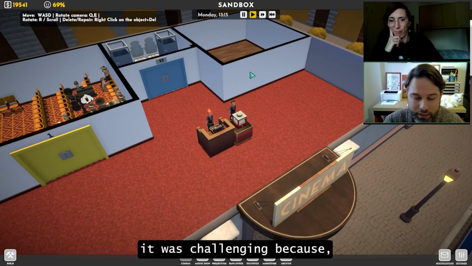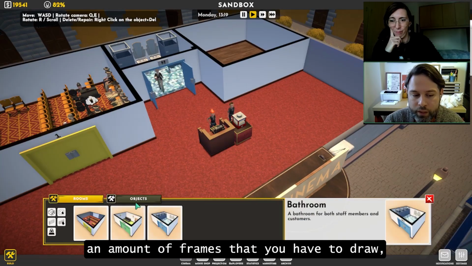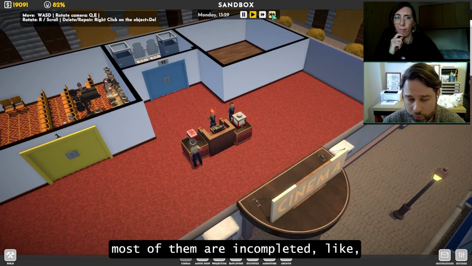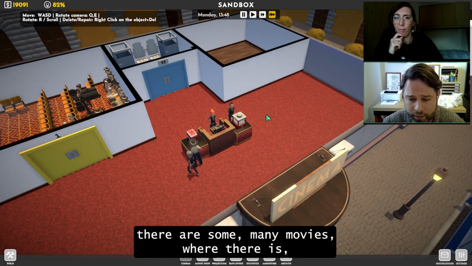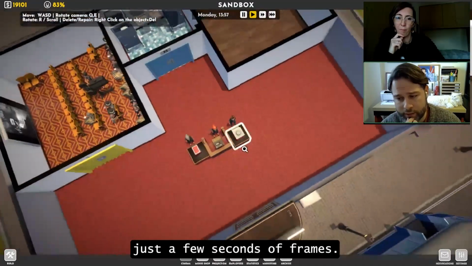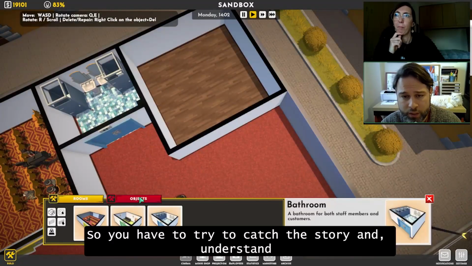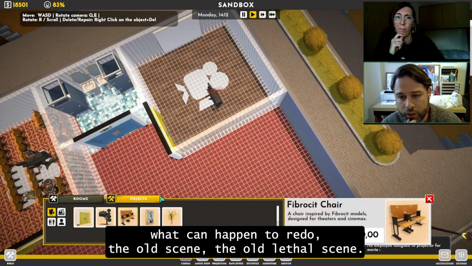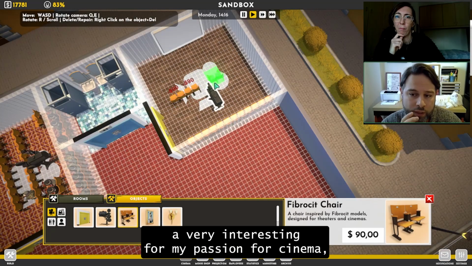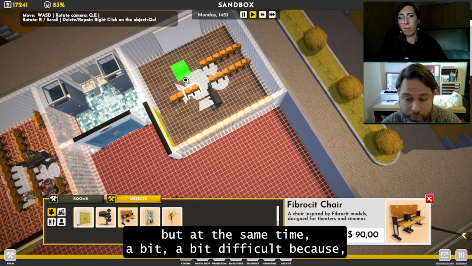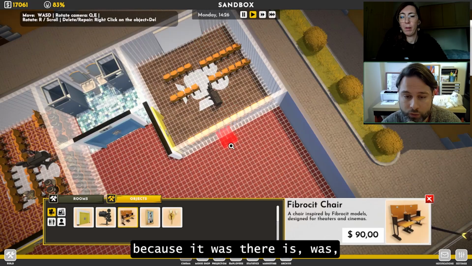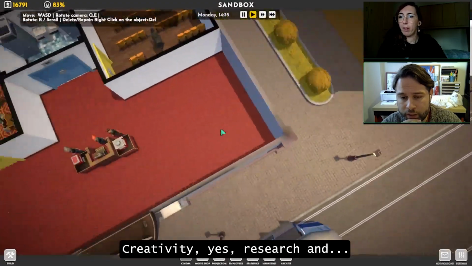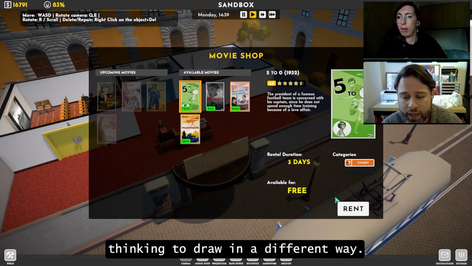Speaking about the frames, it was challenging because you have a large amount of frames that you have to draw for each movie, and especially for the old movies, where most of them are incomplete. Like there are some Méliès movies where there's just a few seconds of footage, so you have to try to catch the story and understand what can happen to redraw the whole little scene. So this was very interesting for my passion for cinema, but at the same time a bit difficult because it required a lot of creativity, research and thinking to redraw in a different way.